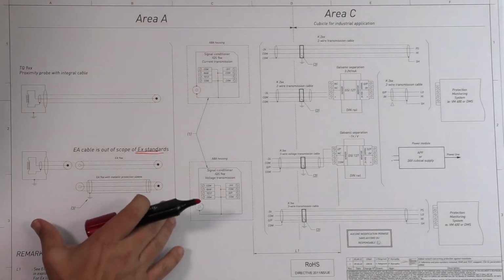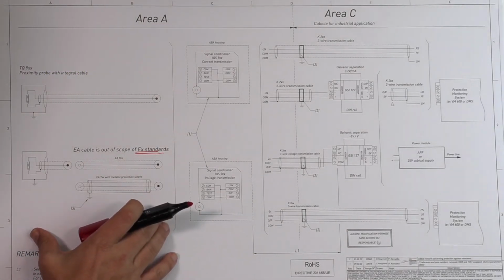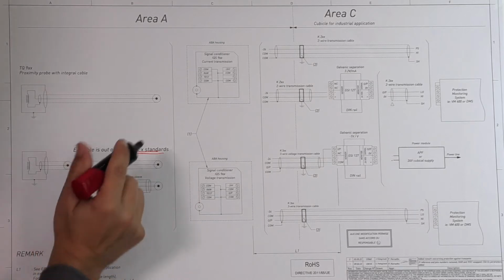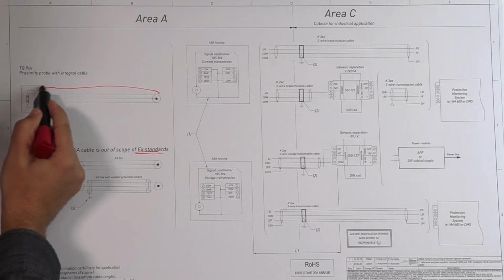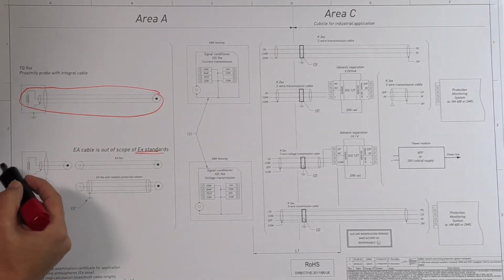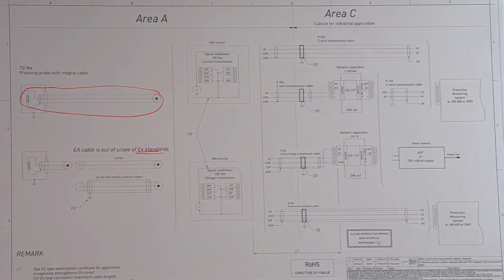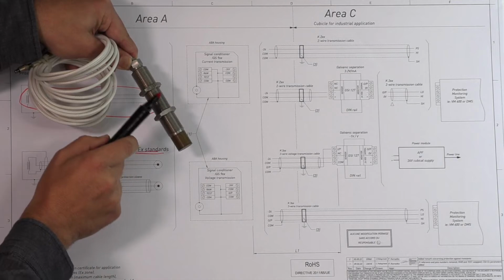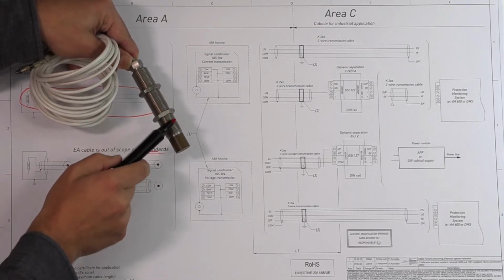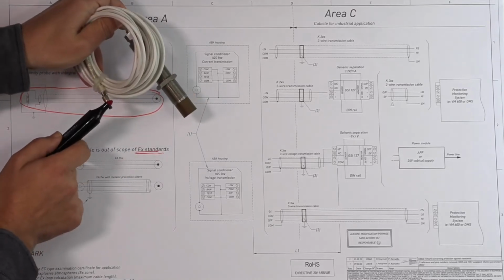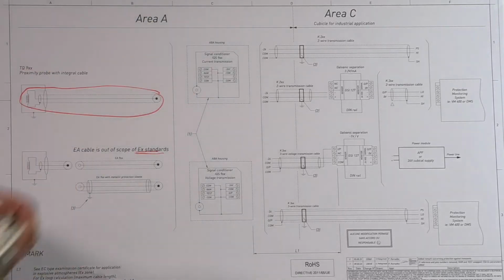Let's start with the proximity probe. The proximity probe is floating, so the electronics of the proximity probe are not connected to the ground. The casing is connected to the ground, so if we take a proximity probe, the thread, the metallic part will be connected to the ground of the machine. However, it's not connected to the ground of the cable. So the probe is considered floating.